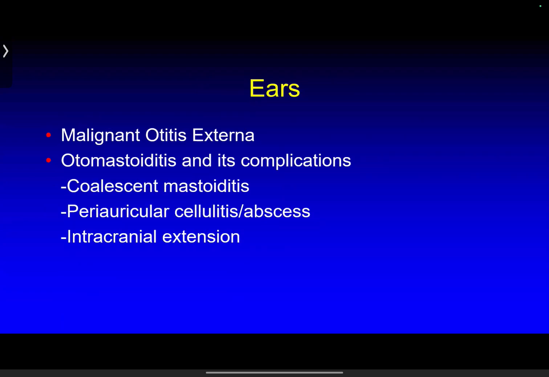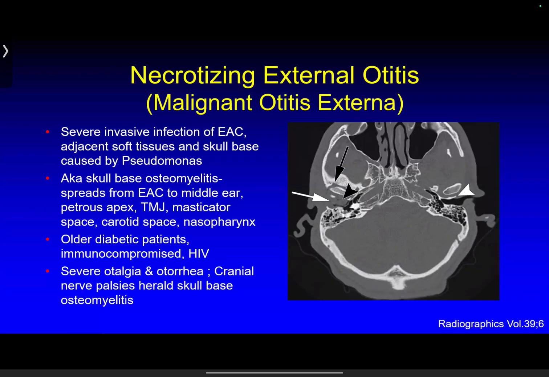Moving on to the ears, we're going to start with necrotizing external otitis, or malignant otitis externa. This is a severe invasive infection of the external auditory canal, adjacent soft tissues, and the skull base caused by Pseudomonas. It is also called skull base osteomyelitis as it can spread from the external auditory canal to the middle ear, petrous apex, temporomandibular joint, and adjacent spaces including the masticator space, carotid space, and nasopharynx.